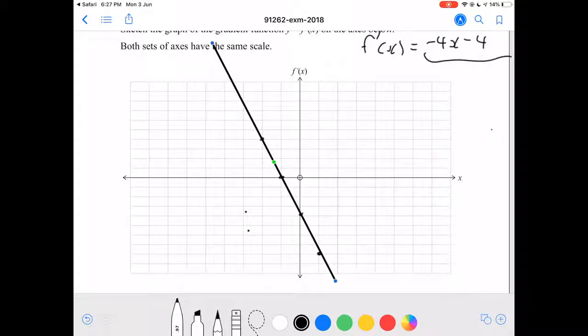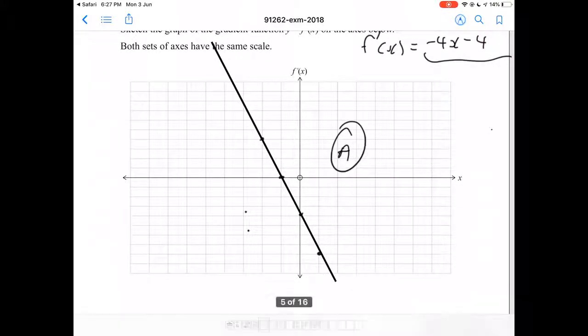And there's our graph. Getting all the way here to drawing the graph, that'll give you an achieved grade. This is an achieved question.